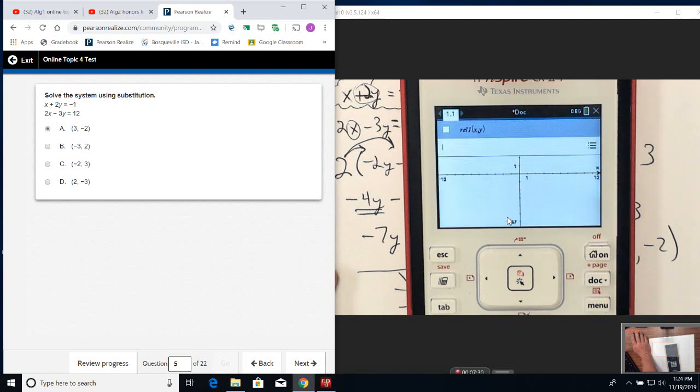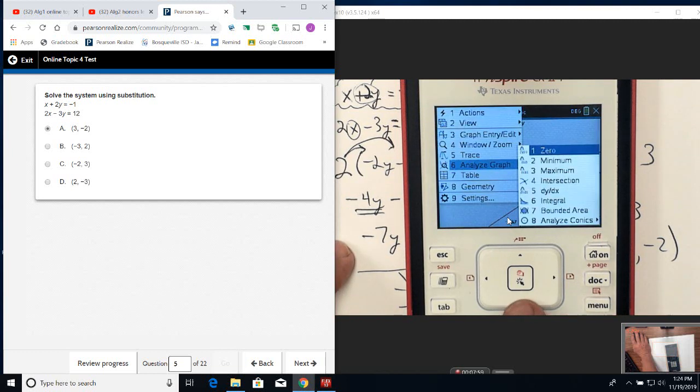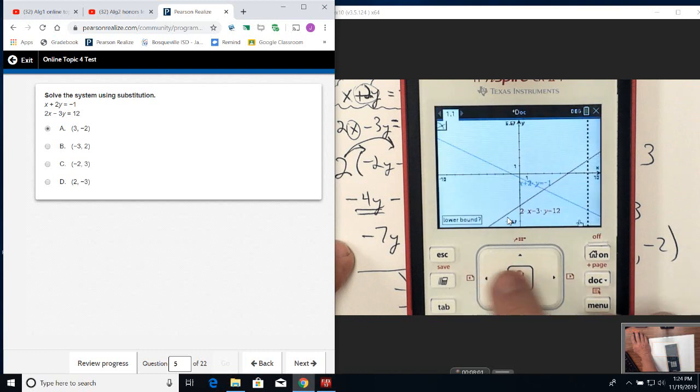An easy way to get to that is hit Delete, and then go to number 6. We can change that entry to relations really easily without having to go to Menu, Graph Edit Entry, and so forth. Now what do I type in? X plus 2y equals negative 1. Then hit Tab to graph my other relation, which is 2x minus 3y equals 12.